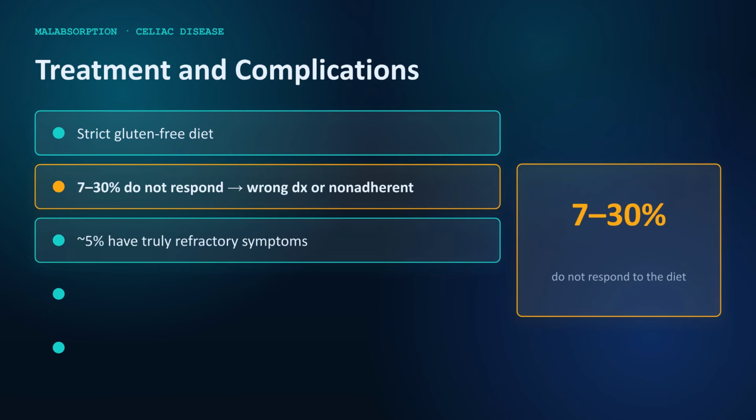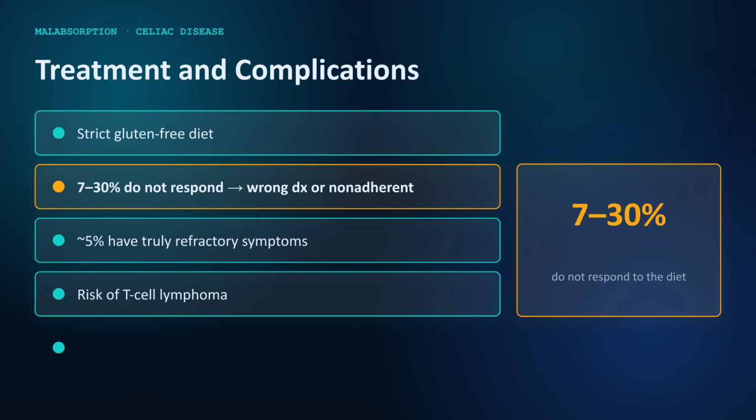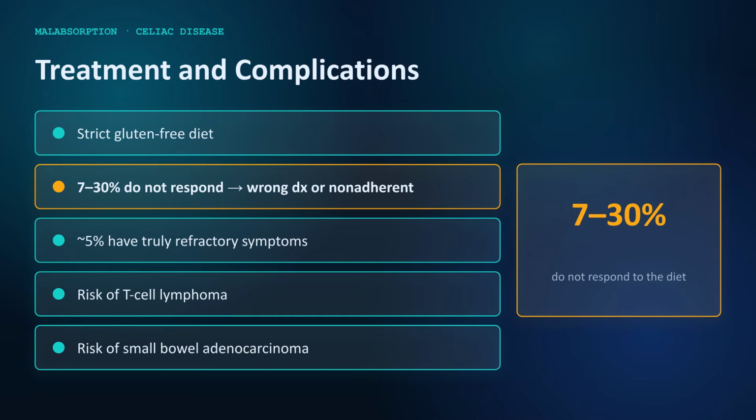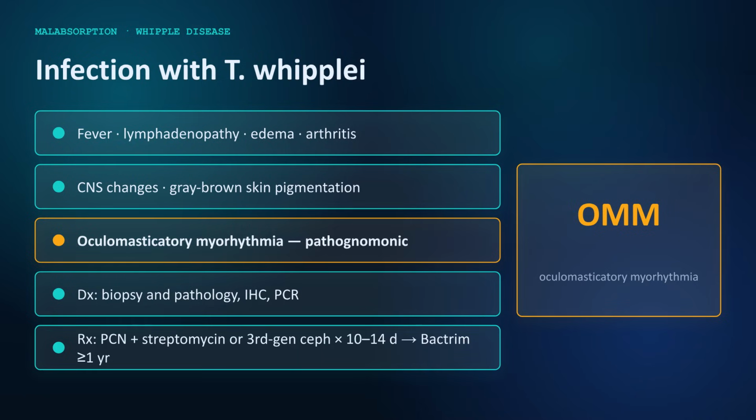The complications to know are a risk of T-cell lymphoma and a risk of small bowel adenocarcinoma. Both are uncommon, but they are the reason we take celiac disease seriously even when symptoms are mild. And the diet is genuinely hard. Refer every patient to a dietitian. Adherence is the treatment.